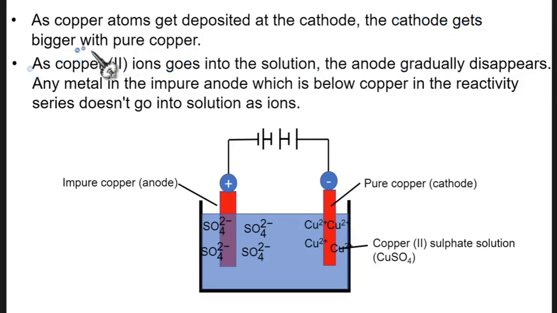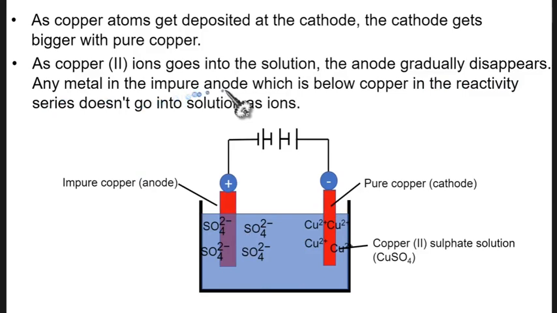the cathode gets bigger with pure copper, because the atoms it is receiving are pure atoms of copper. All right. Then as copper 2 ions go into the solution, the anode gradually disappears. So this one will start disappearing.